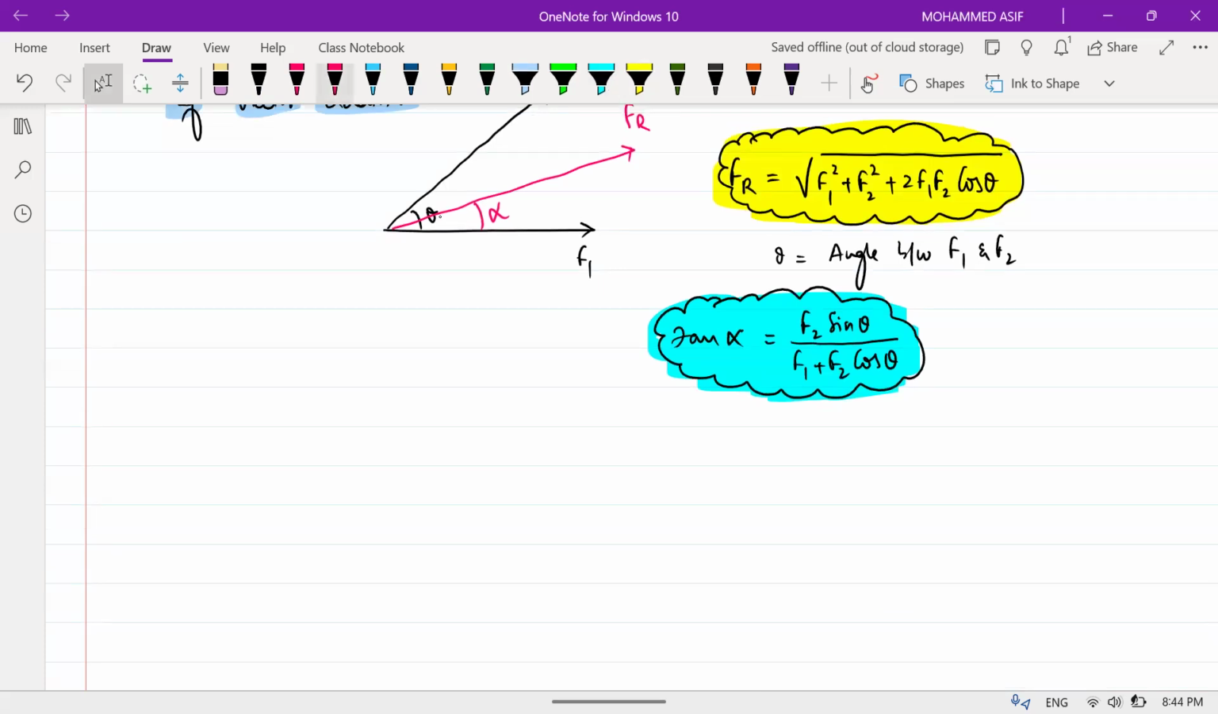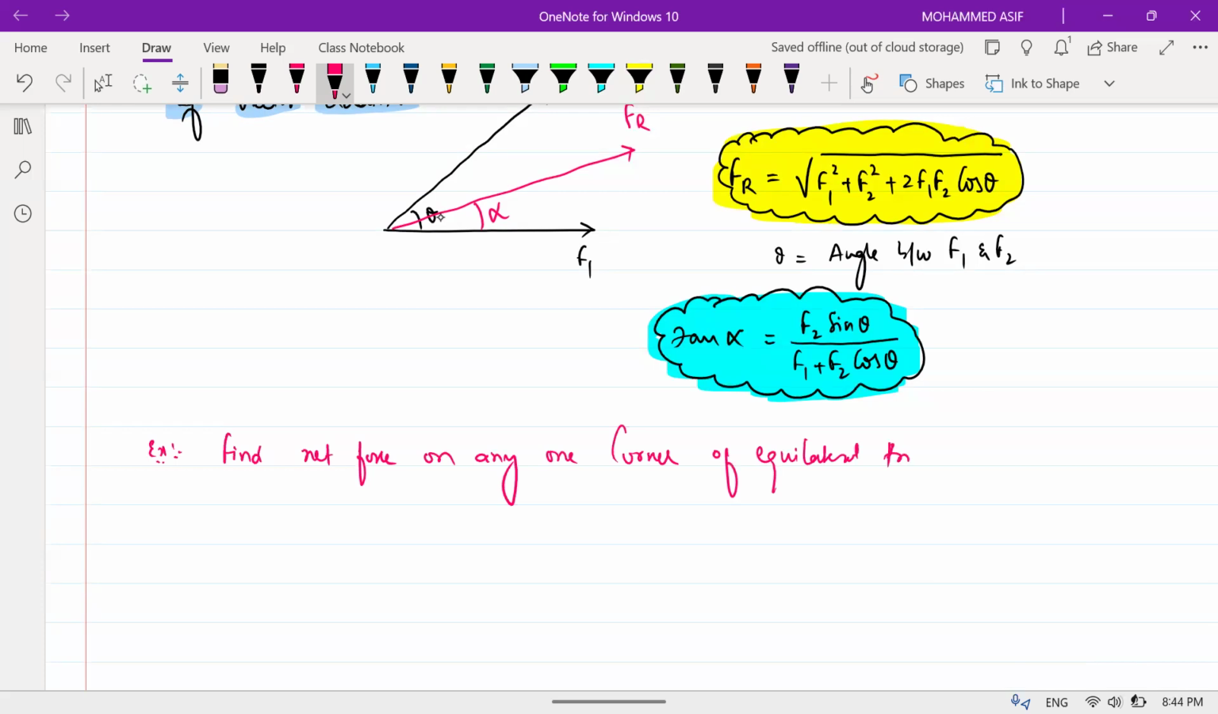Let me give you one small example. Find the net force on any one corner of an equilateral triangle. Okay.